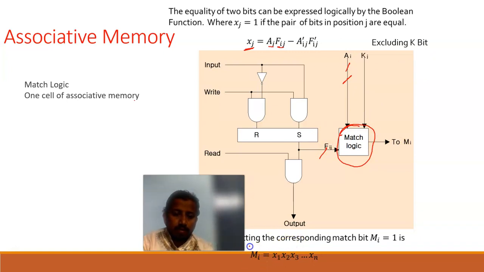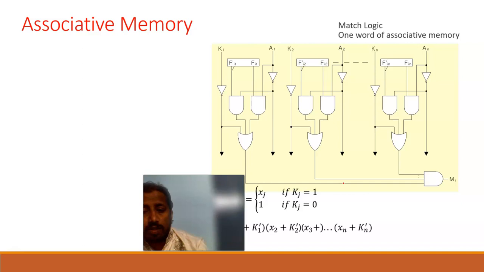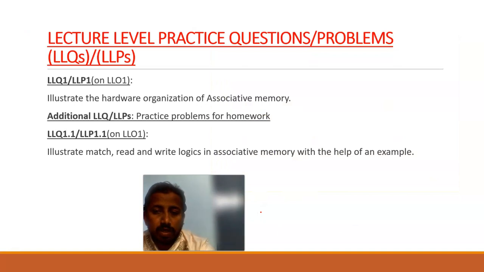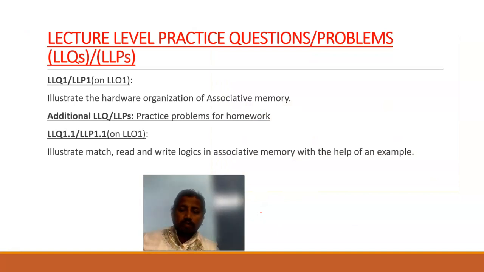And the match register would be equal to x1, x2, x3, and so on. The same match bit is for a total complete cell. Xj plus Kj complement is equal to xj. It would be equal to xj if the previous word is the same over here, or it would be equal to 1. So this is the xj.